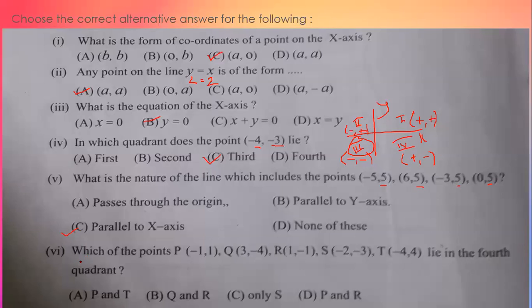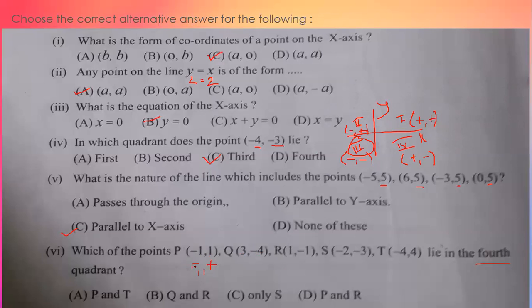Let us come to the last one. Which of the points P -1, 1; Q 3, -4; R 1, -1; S -2, -3; T -4, 4 lie in the fourth quadrant? They have given us 5 points P, Q, R, S, T, and asked which points lie in the fourth quadrant. So we need to see the sign. Here it is minus and plus. The first number is negative, the second number is positive. So this will be in the second quadrant.